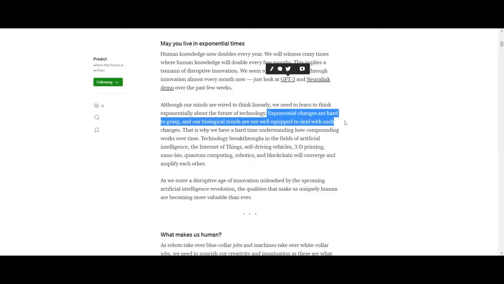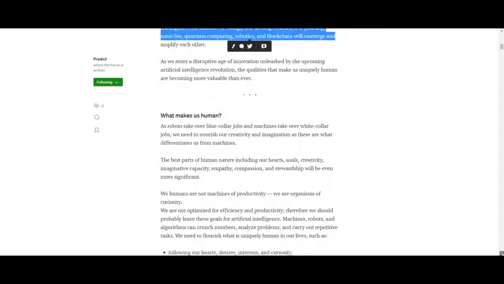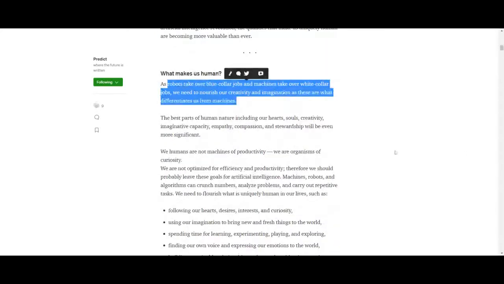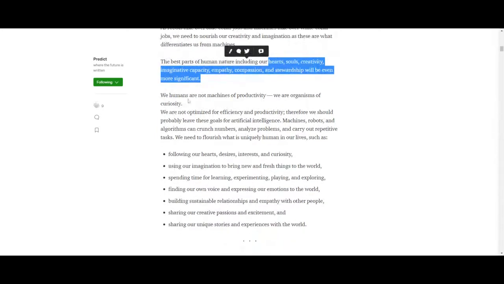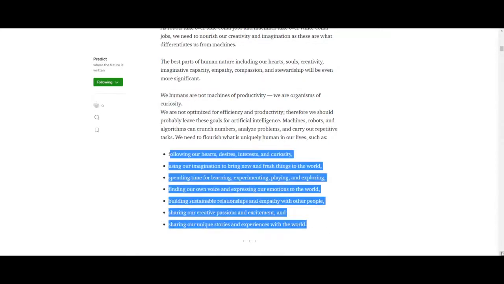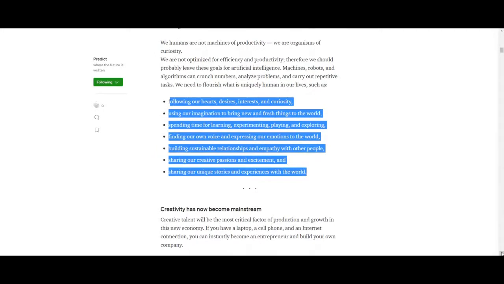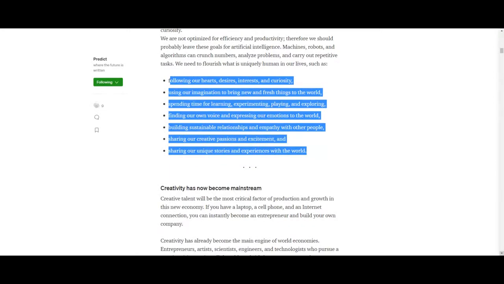So we need to understand exponential changes, I argue. So we need to understand disruptive innovation. And as robots are coming to take over jobs, you need to invest in your human nature, your heart, your soul, your creativity, your imaginative capacity, and your emotional intelligence, empathy, compassion. So your curiosity, your imagination will be even more important. These will be important in the future world. Using your imagination, playing, exploring, curiosity, finding your voice. That's why I designed this module, so that you can explore these.